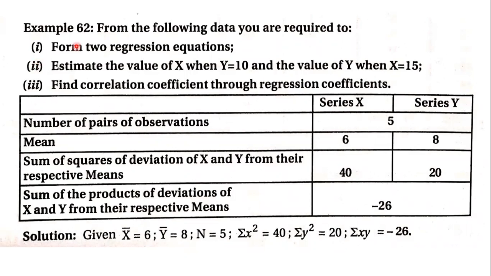First, we have to find out two regression equations. So what are the two regression equations? X on y and y on x we have to find. Then using this, we have to find the value of x and y when the other values are given. And then we have to find correlation coefficient r by using the regression coefficients.